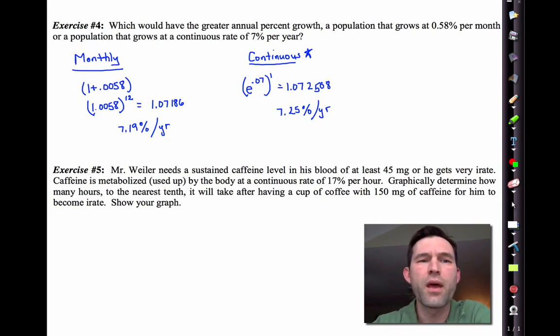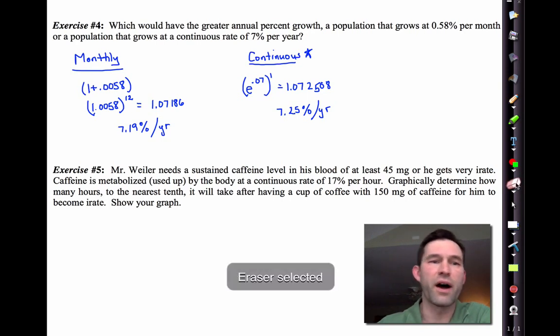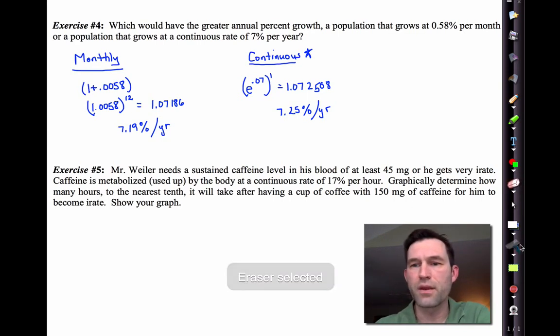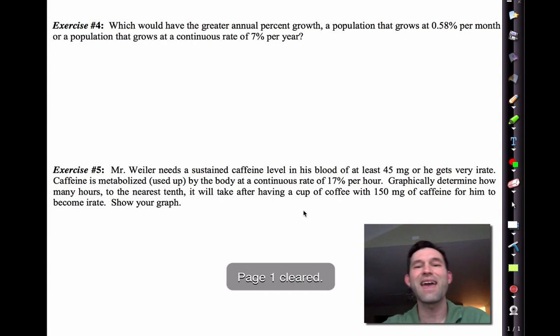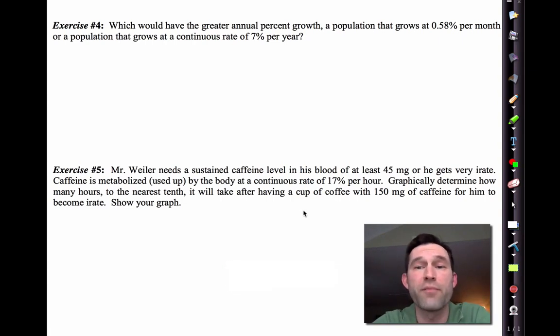How about you? Let's take a look at the last problem. In the last problem, exercise number 5, it says that Mr. Weiler needs a sustained caffeine level in his blood of at least 45 milligrams or he gets very irate. This is a very realistic problem. It says caffeine is metabolized, used up by the body at a continuous rate of 17% per hour. Graphically, we want to determine the number of hours to the nearest tenth that it will take before Mr. Weiler, i.e. me, gets irate.